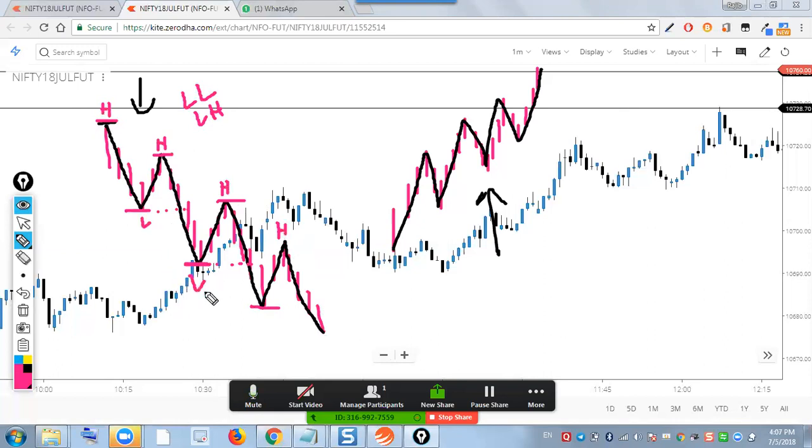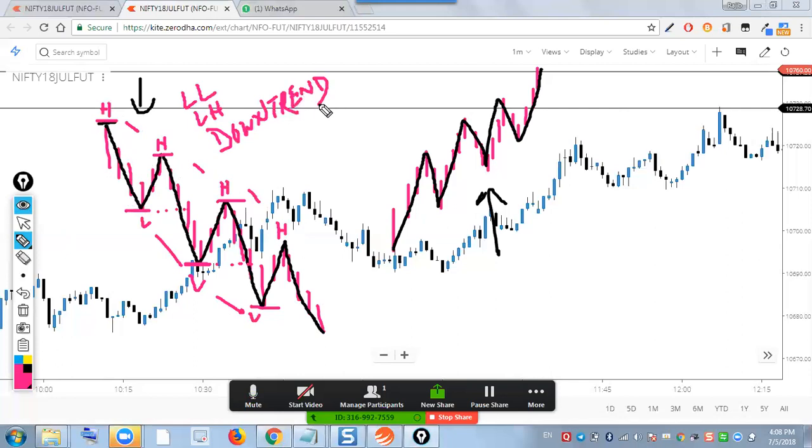So the formations are lower low and lower high, which shows the strength of whom? The sellers. It falls for 100 points, it rises for 20, 30, 40 points. Again, it falls for 200 points. So who is in control of the overall market? The sellers. Whenever you see a lower low, lower high formation, you will say this is a downtrend in the market.